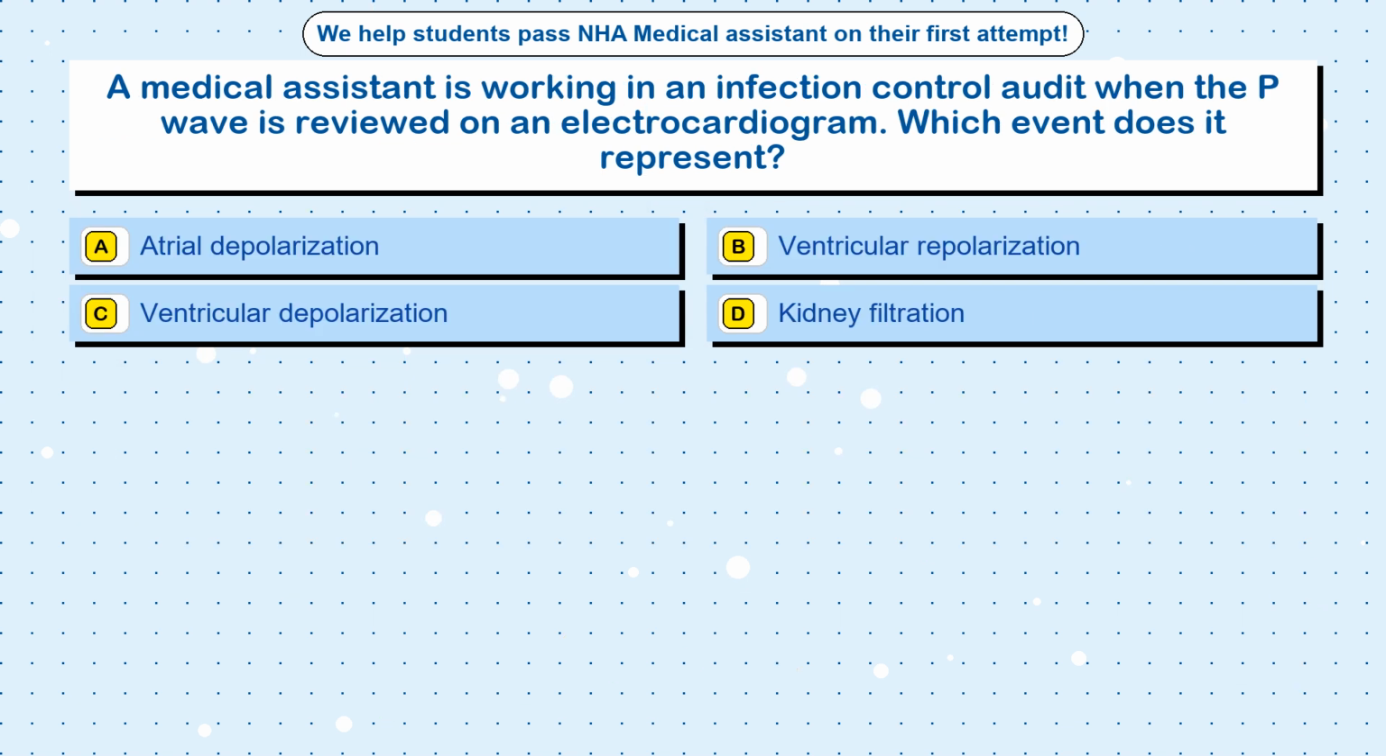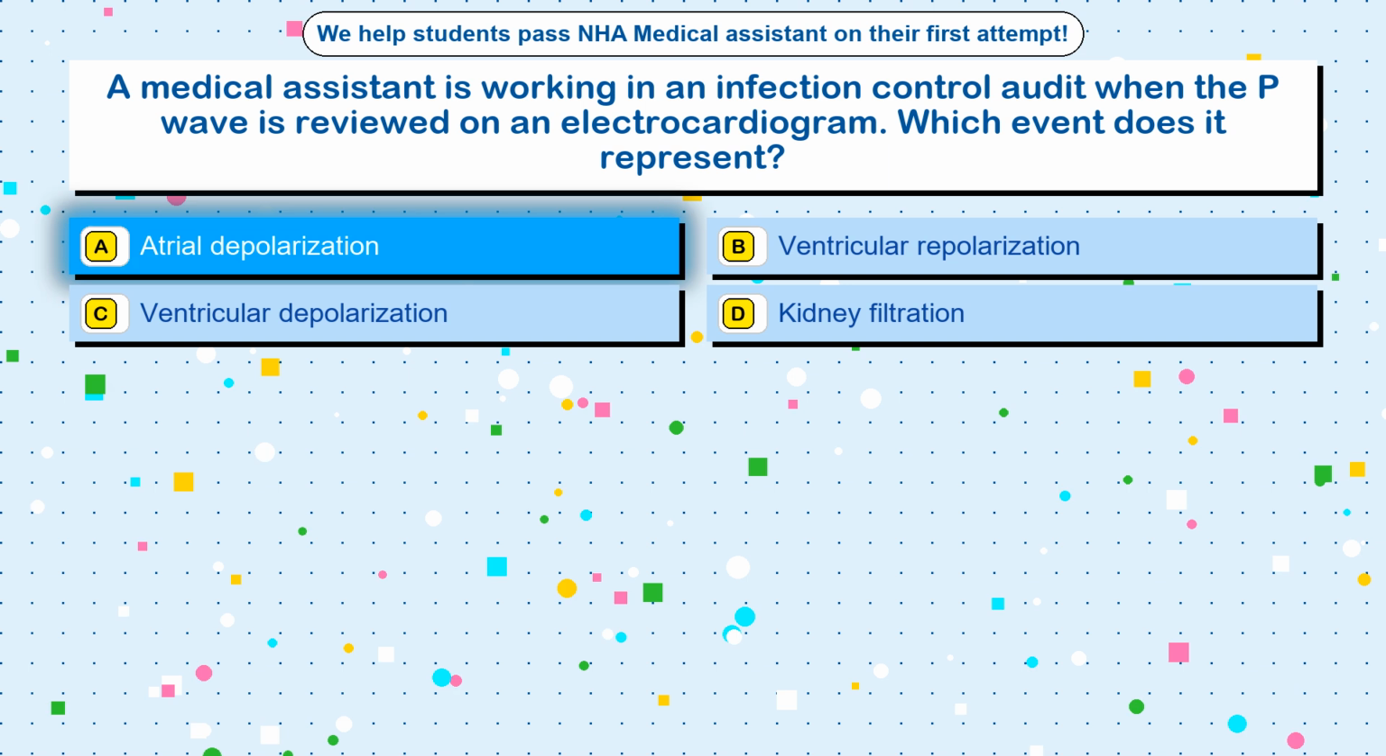Question 29. A medical assistant is working in an infection control audit when the P wave is reviewed on an electrocardiogram. Which event does it represent? Option A. Atrial depolarization. Option B. Ventricular repolarization. Option C. Ventricular depolarization. Option D. Kidney filtration. The correct answer is option A.